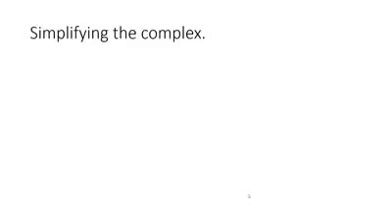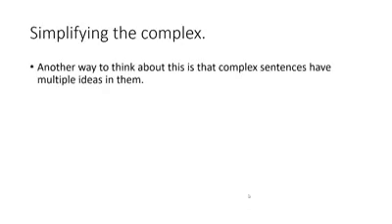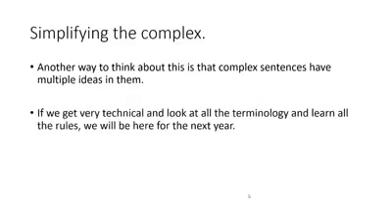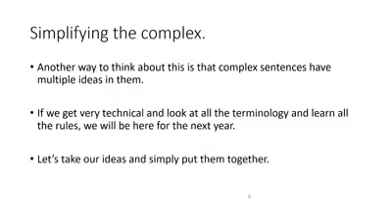So, simplifying the complex. This is what I'm good at. This is what I'm known for. And what I've done is applied my technique of simplifying the complex to complex sentences. Another way to think about this is that complex sentences have multiple ideas in them. So think about the main clause or the independent clause as one idea, and then the other clause, the dependent clause, as having another idea. And that makes it just simpler and easier to understand. If we get very technical and look at all the terminology and learn all the rules, we will be here for the next year. Let's take our ideas and simply put them together.